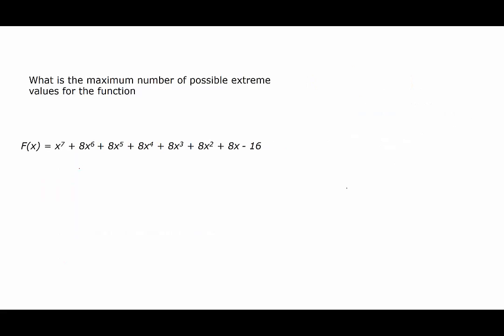What is the maximum number of positive extreme values for the function? If the degree of the function is 7, the maximum number of positive extreme values equals 6. It's one less than the degree of the function.